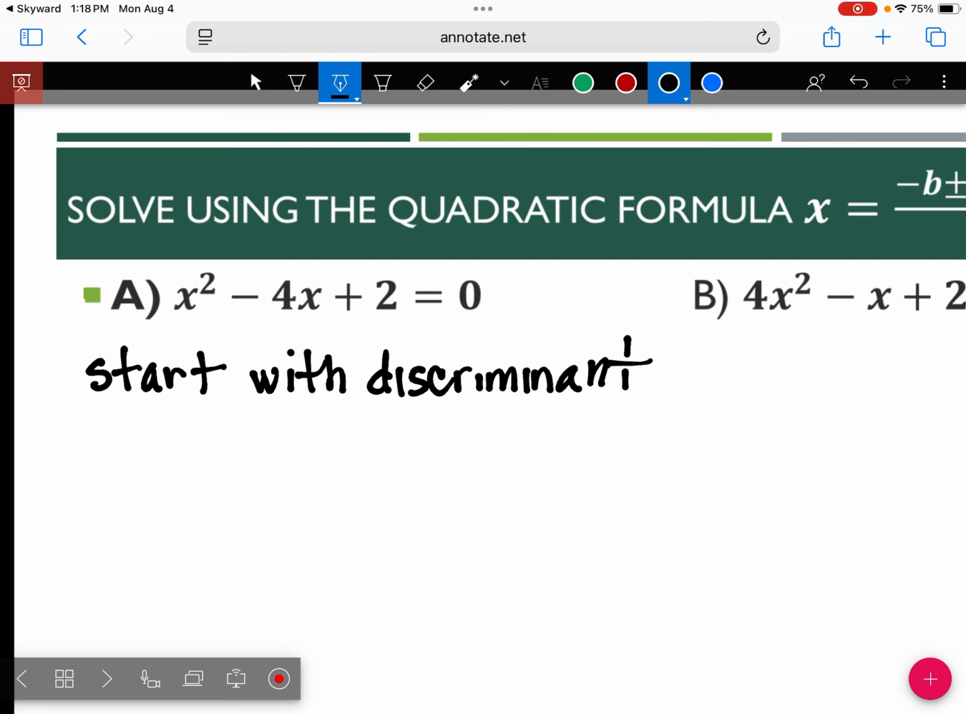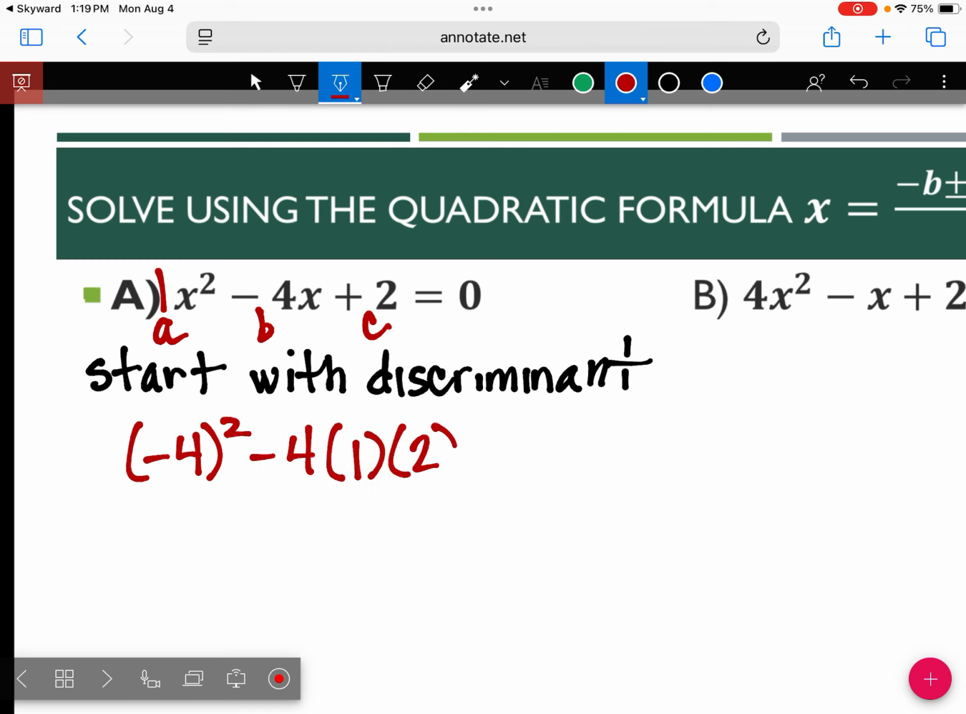Okay, so you're still going to start with the discriminant. So we're going to do our A, B, and C. So let's go ahead and figure out what we get. You should get 8. Who got 8? So remember that 8 is under the square root. So now we're going to simplify it.